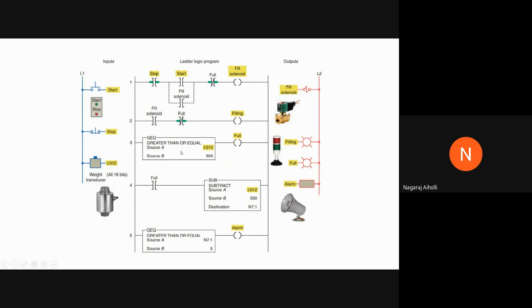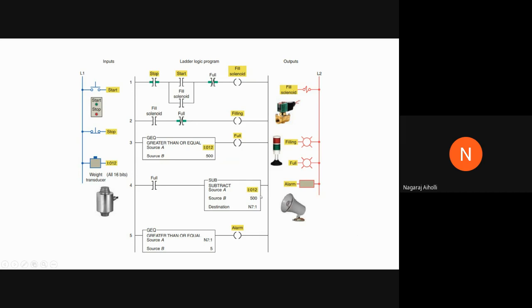Then greater than or equal to, with source value I:012. That is the weight of the tank checked by the transducer. Right? How much is the weight of the tank? It will compare that value with 500 pounds, which is stored in the B register. If the value in the A register, that is the weight of the actual tank, is equal to 500, that means it will indicate it as full. The done bit will be 1 and the full coil will be energized, because of which the lamp will be glowing.